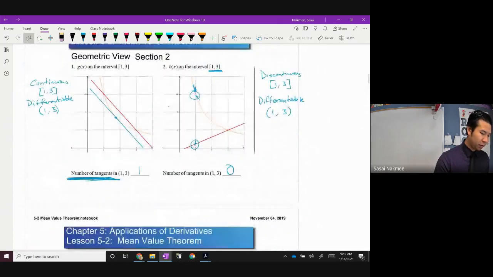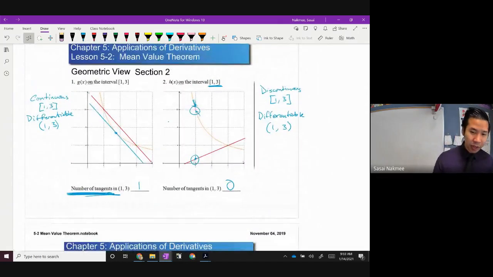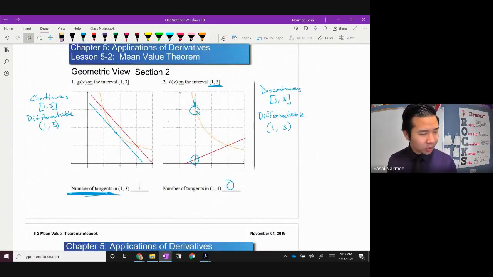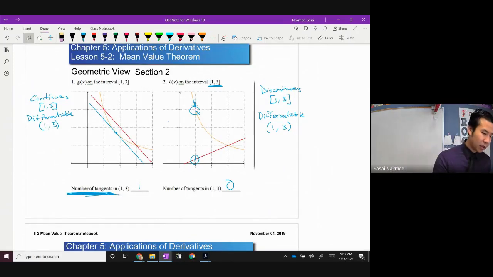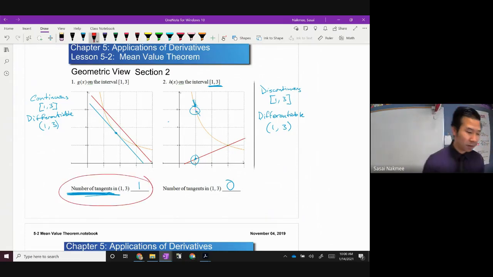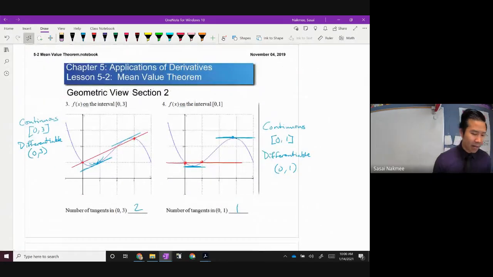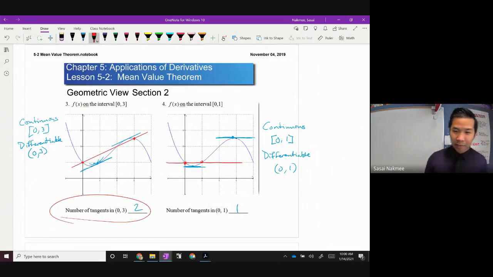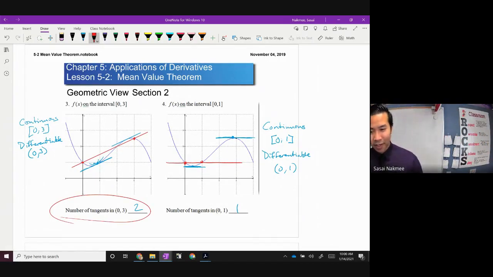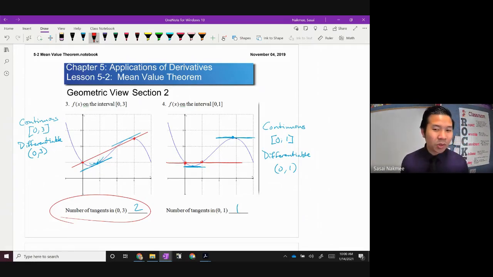Let's go again. Graph 1 was one that we should look at. Not 2, because 2 was discontinuous. So graph 1, right? Graph 1 had 1 tangent line that was parallel. How about graph 3? That's the next one that we're supposed to look at. How many tangent lines did it have? Yeah, it has 2. And Brian's going out on a limb to say it. That's right, Brian.